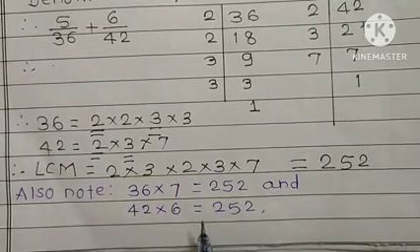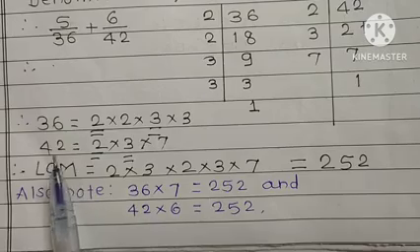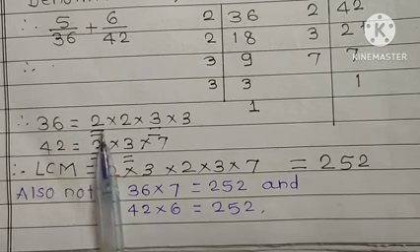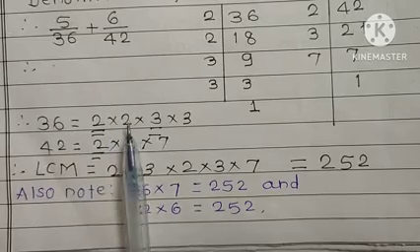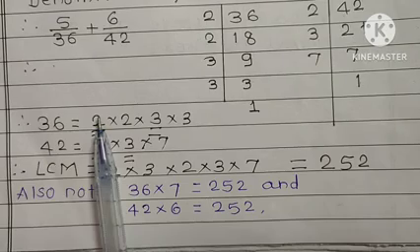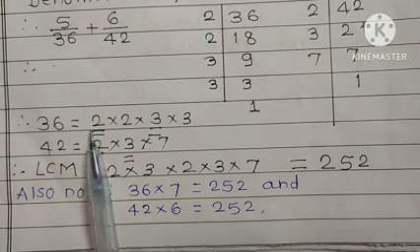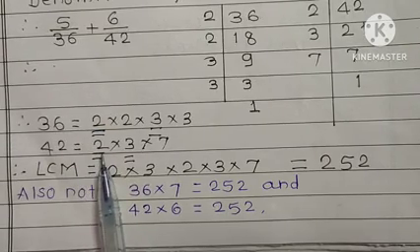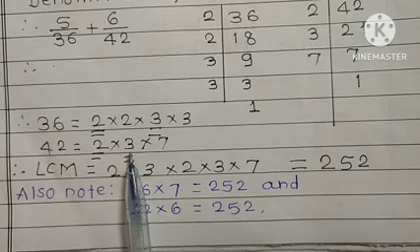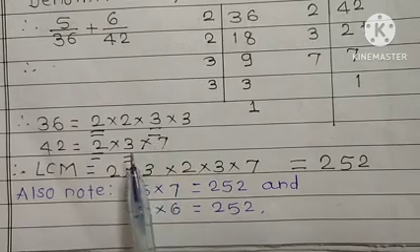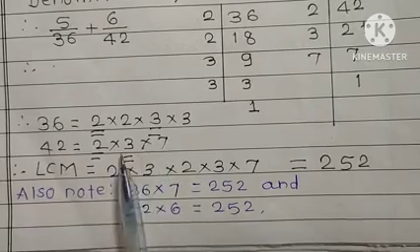After finding factors of 36 and 42, we take the common elements from these two factors. So 2 is here, 2 is here, that means 2 is common. Then here is 2 but here is not, that means this 2 is not common. Then 3 here, again 3 here, so 3 is common.